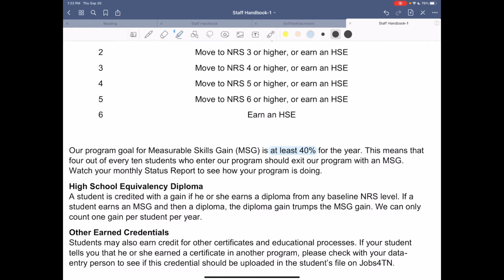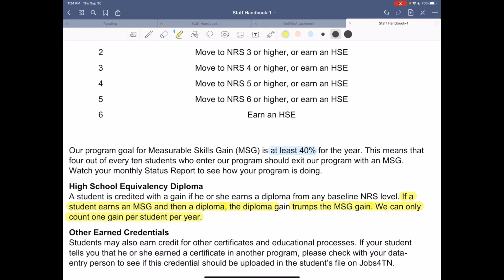This is important to know, and let's read it slowly. If a student earns a level gain and then a diploma, the diploma gain trumps the level gain. We can only count one gain per student per year.